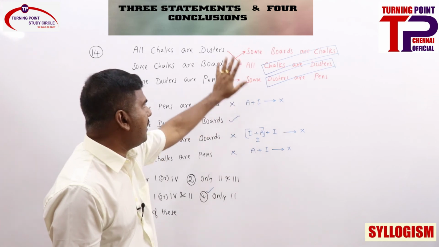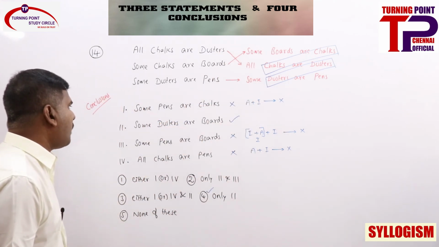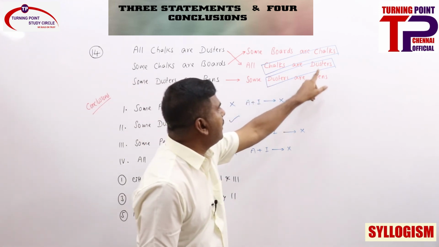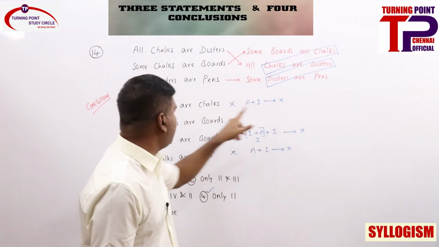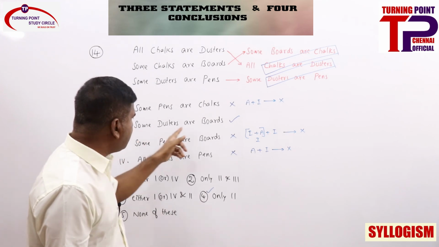So now you see that it's been properly aligned, and we take the conclusions one by one. Some pens are chalks. Where are pens and where are chalks? In statements 2 and 3. But A plus I gives no conclusion. That is the reason you won't be getting the first conclusion. Ruled out.